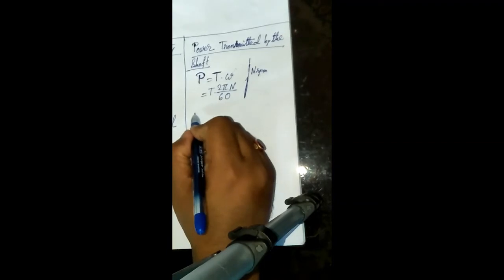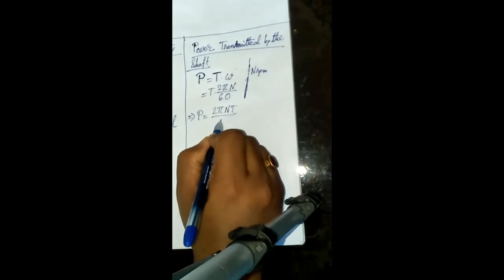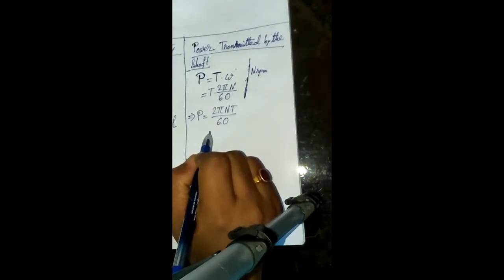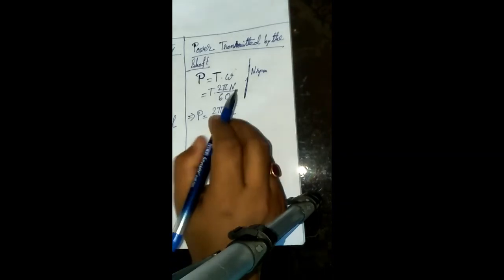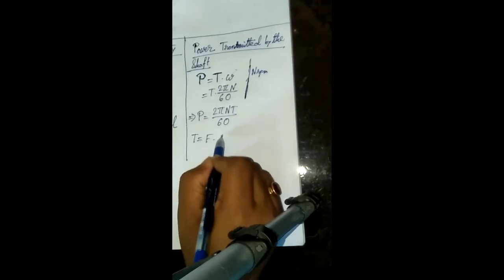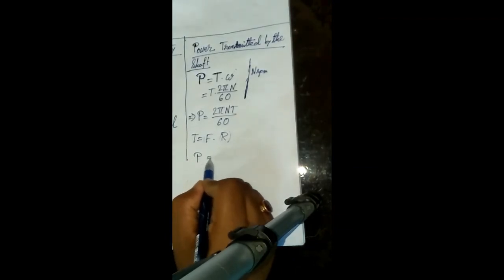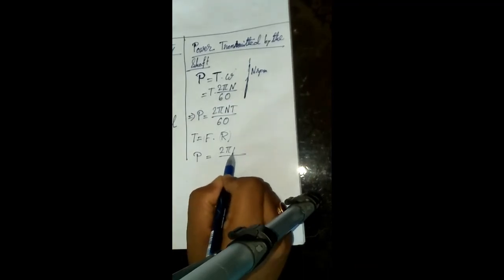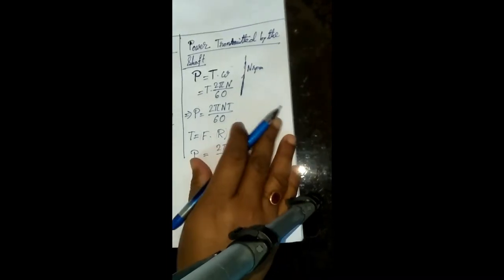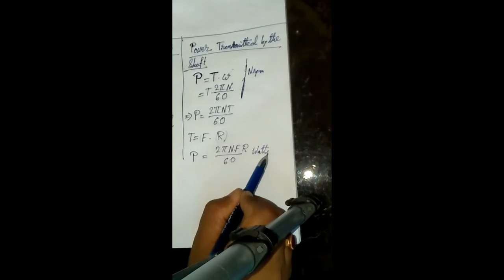So the power P becomes 2 pi N T by 60. Now if the value of T is F into R, force into radius, the equation of power becomes 2 pi N F into R by 60 watts. Okay, thank you.